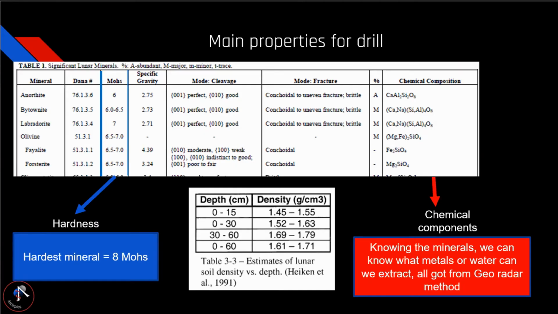Okay, we also have different densities by depth, showing 1.71 grams per cubic centimeter at 60 centimeters and increasing. Finally, knowing some geophysical characteristics, we can detect minerals by their chemical components like iron or silicon. Next.